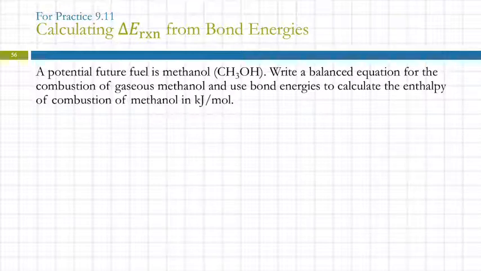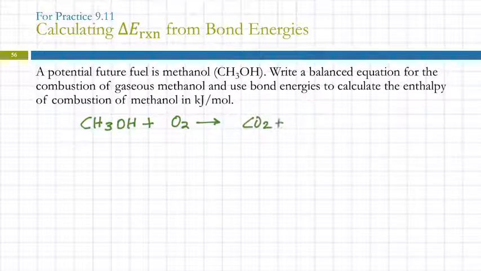So the first thing we need to do is write a balanced equation for the combustion of methanol. We're given the formula for methanol, CH3OH. And what's the other reactant? Oxygen, O2. And what are the products going to be? CO2 and water. Because when hydrocarbons burn, that's what they form. So we need to balance this equation.